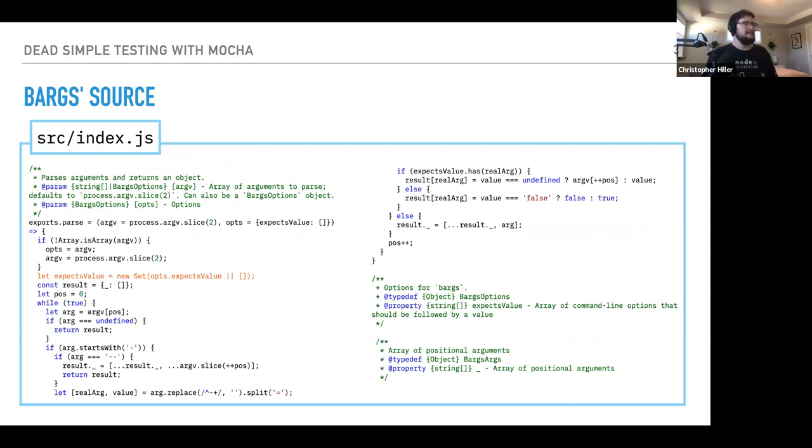Here, there's going to be this line highlighted in orange. This is the expects value property. This is how we tell bargs that an option, say --foo, expects some sort of parameter after it. So maybe we want to say --require, hypothetically, --require baz. So we have a command and we want to pass require baz to it, and we don't want to have that equal sign in there. The only way to do that is to give bargs a hint that we are expecting a value for this require option. So in the opts, we would have this expects value array, and in that array we would have require. That tells bargs that require expects something after it.